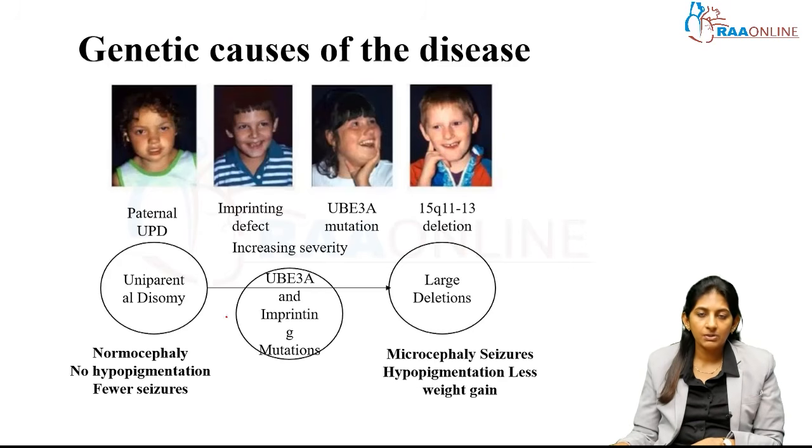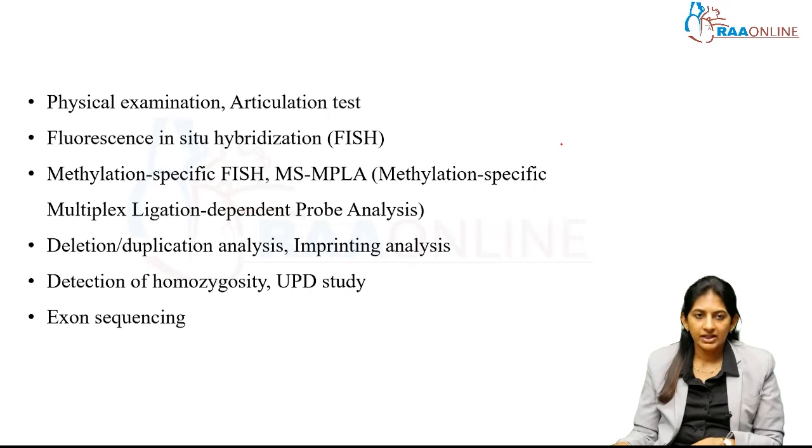So if it is a uniparental disomy, it is actually a mild phenotype. In case there is a large deletion, okay, so there is a 15q11-13 deletion, so the entire UBE3A gene is deleted completely. If it is a large deletion, it is a severe spectrum. The child has severe global developmental delay, severe seizures, severe microcephaly, etc. Okay, so based on the genotype, the phenotype will also vary.